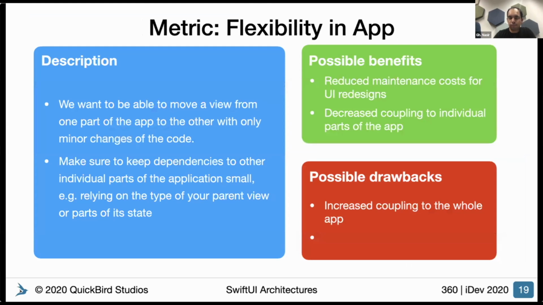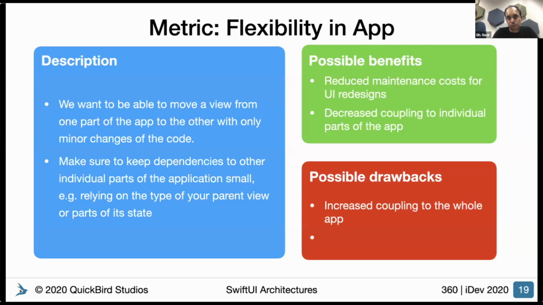So yeah, continuing with the next one, if you're building an application where you want to move views from one part of the app to the other, just in the user interface, then we want to be able to move them easily because, for example, a customer or someone else might want to change the user interface completely, and we might want to reuse a view in a different spot of the application. And there, we just want to be able to move a view from one part to the other. And we also want to make sure to keep dependencies to other individual parts of the application small. For example, we don't want to rely on the type of our parent view or parts of the state of another view and stuff like that.